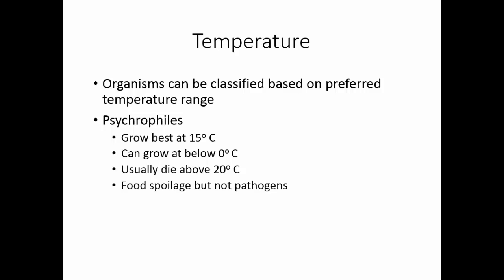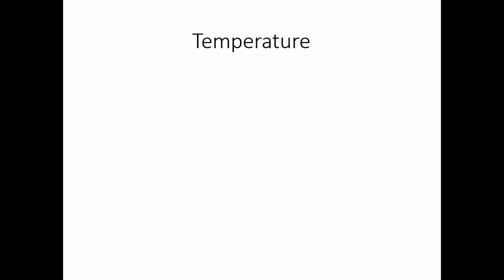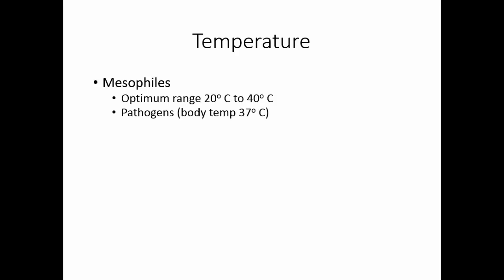While these organisms are important in food spoilage, they are typically not pathogenic. The process of lyophilization, or freeze-drying, is actually a means to preserve cultures. Mesophiles have an optimum temperature range between 20 degrees centigrade to 40 degrees centigrade. This is where the pathogens are because body temperature is 37 degrees centigrade, right there in that range.